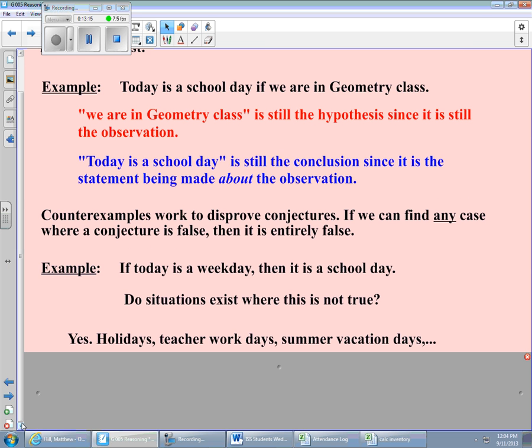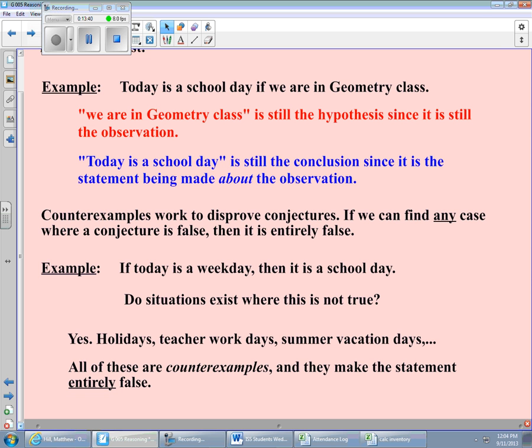We do have holidays like Thanksgiving. Thanksgiving is always on a Thursday. Is Thursday a weekday? Absolutely, it is. Are we ever in school normally for Thanksgiving? Of course not. So holidays, teacher work days, summer vacation days, there's a bunch of different examples you can come up with along those lines that would make this statement false. Those are counterexamples. And if you can find even a single solid counterexample to go against a conjecture, then that makes the entire conjecture false.